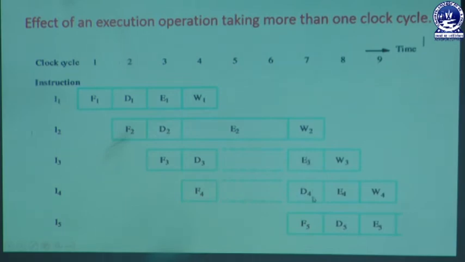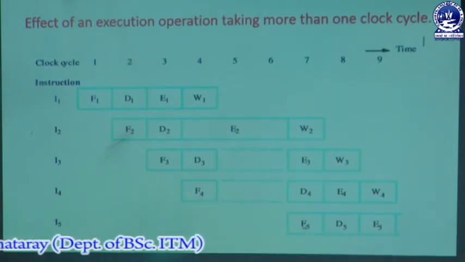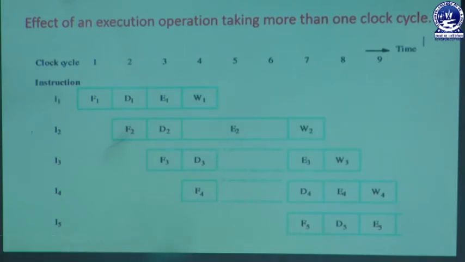Then when the I4 goes for decode, this fetch unit is free so that the I5 can now use this fetch unit and fetch the fifth instruction. Then it will do the operations. So here if only one instruction takes more than one clock cycle to perform one operation, then it affects the operation of other instructions, or you can say it stalls the operation of other instructions.